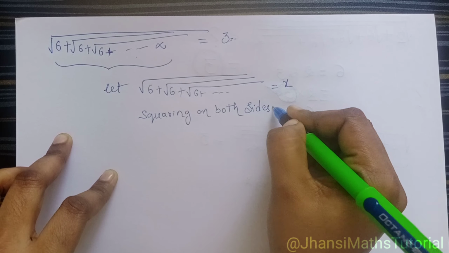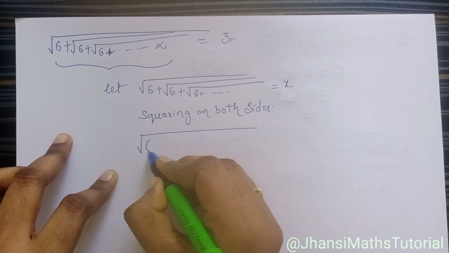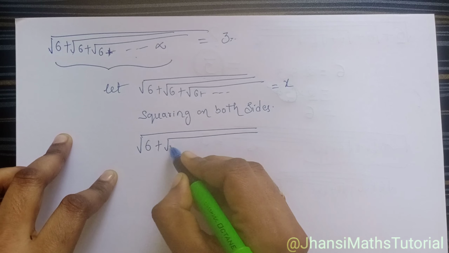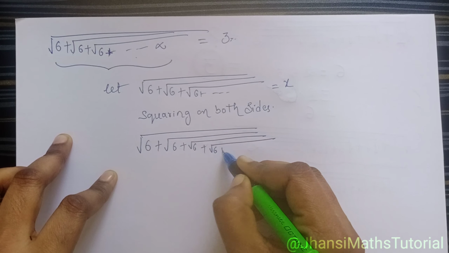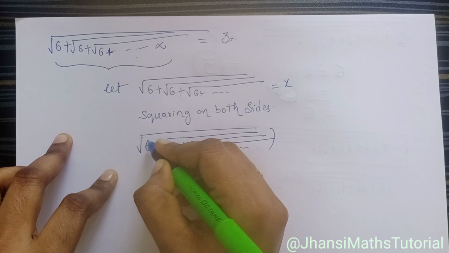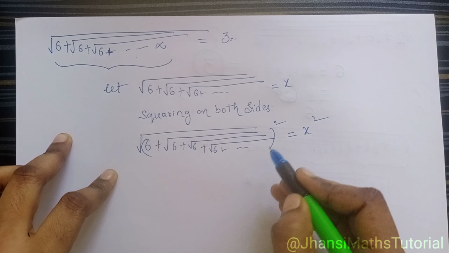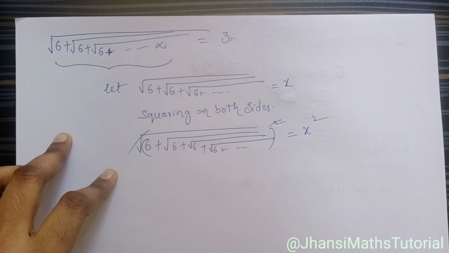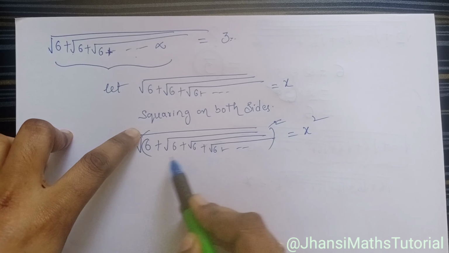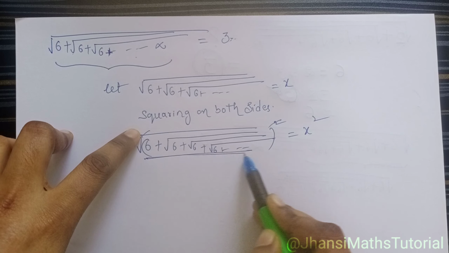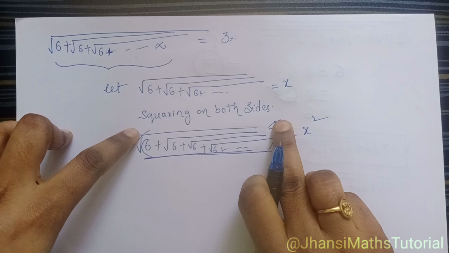Squaring on both sides. If we do squaring on both sides, square root of 6 plus square root of 6 plus square root of 6 plus so on, whole square is equal to x square. Now if we see here, this square and this root will be cancelled. What is the remaining term? This is the remaining term. This square and root got cancelled.